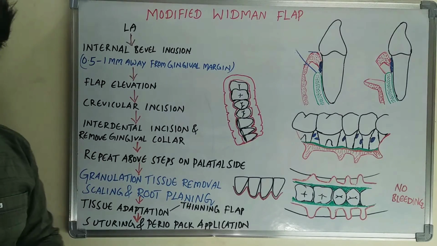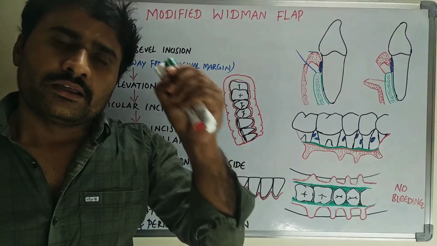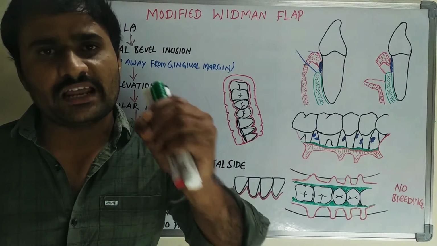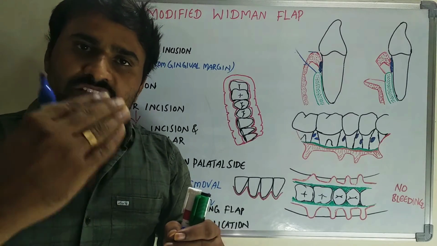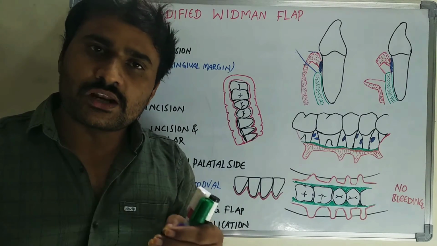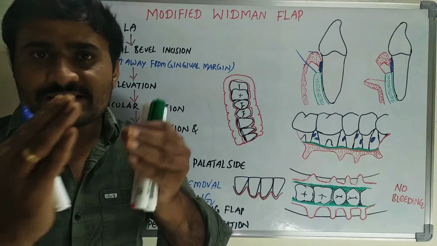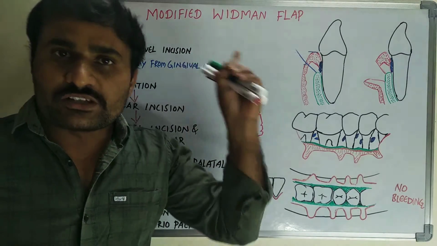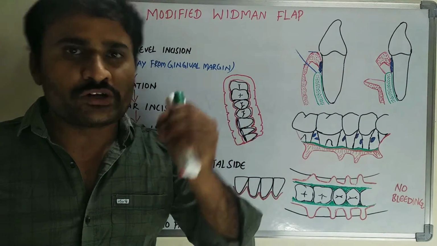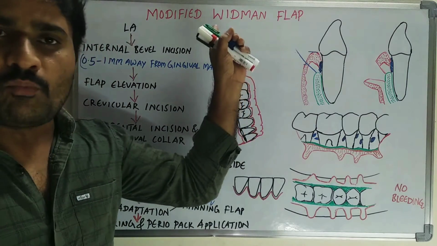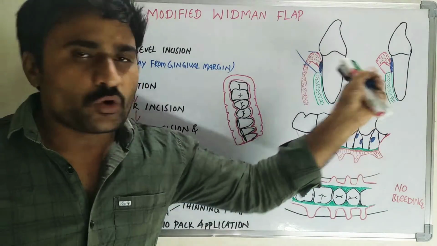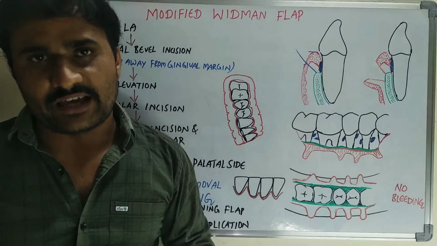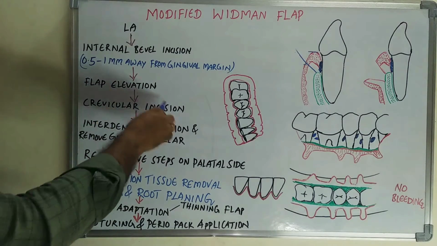After flap elevation, make sure that only a limited amount of bone is exposed. If you elevate too much of the flap, there will be post-procedural bone resorption, right? That is one of the differences between original Widman flap and modified Widman flap. In original Widman flap, almost 2 to 3 mm of the bone is exposed. But in modified Widman flap, it is only some amount, or if you see the crest of the bone, then it is enough, right?